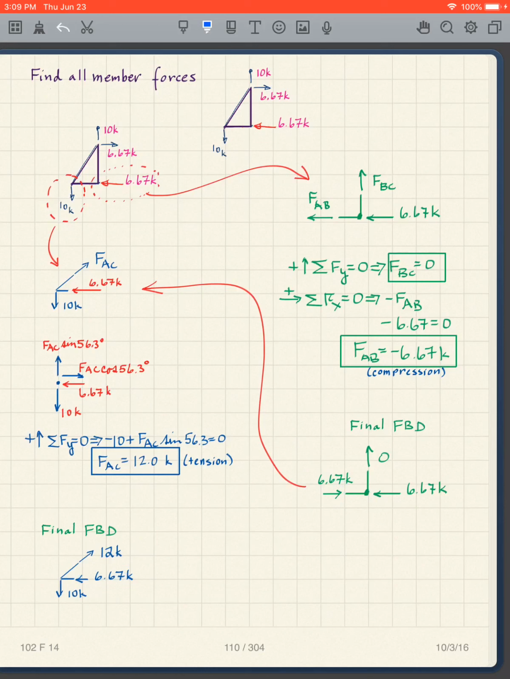Why? Because I'm looking at two different points on the same truss with the same member. I'm still looking at that member FAC. So it doesn't matter if I'm looking at the right end of FAC like this or the left end of FAC like that. It's the same. Once I figure what it is, then sorry, I'm calling it FAC. It should be FAB. FAB is 6.67 compression.